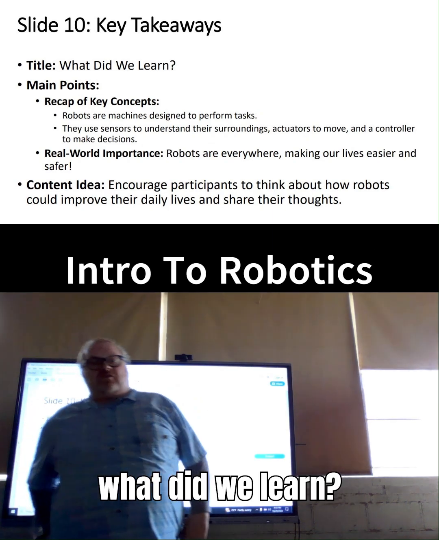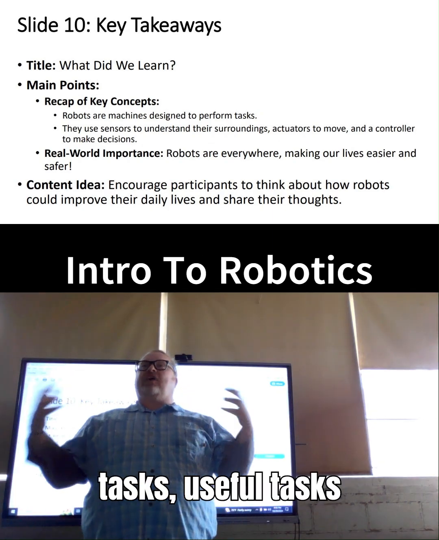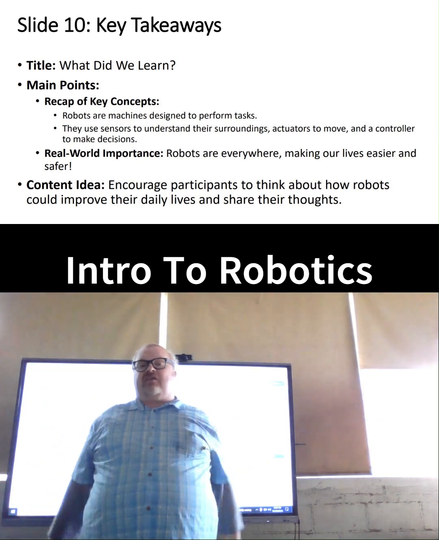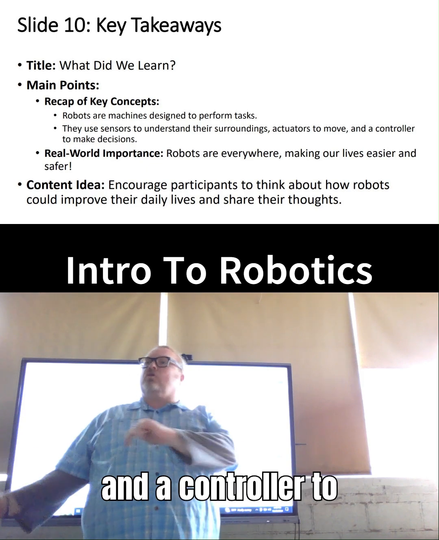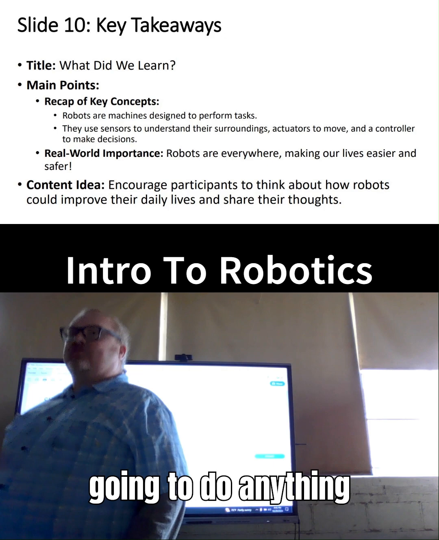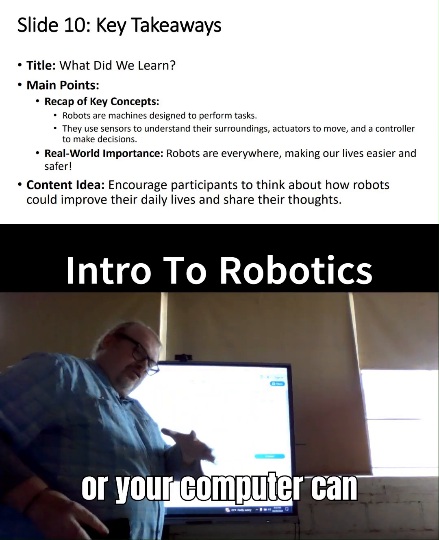Okay, key takeaways. What did we learn? Robots are machines designed to perform tasks, useful tasks for human beings. They use sensors to understand their surroundings, actuators to move, and a controller to make decisions. The controller is a computer, so it's going to do anything that your smartphone or your computer can do.